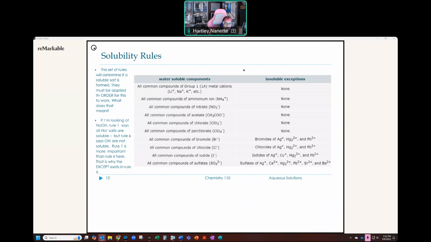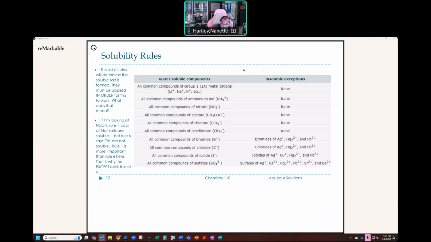And what it says is all common compounds of group 1A metal cations, so lithium, sodium, potassium, those guys, are soluble. So if I have something and I'm considering it, it's attached to lithium, I don't care what its anion is. If it's a fluoride, if it's a bromide, if it's an oxide, it doesn't matter. It's going to be soluble. Okay, that's it. If it's a common compound of ammonium, it's going to be soluble. Doesn't matter what it's attached to. Okay, it's going to be soluble.